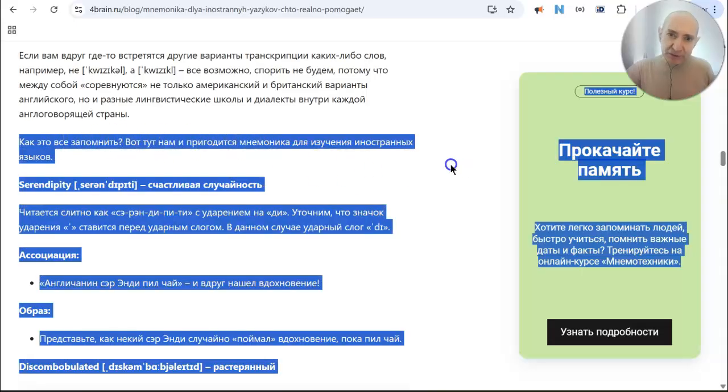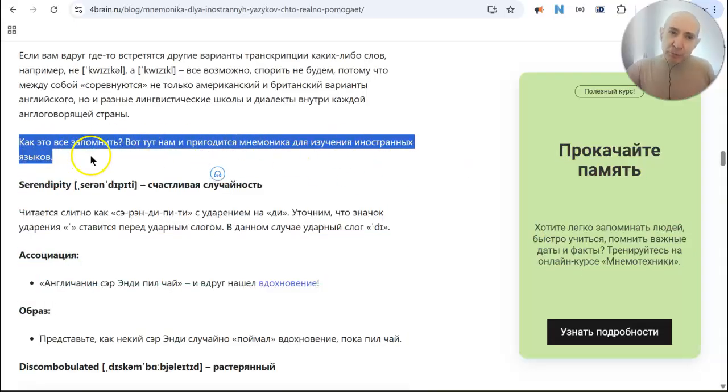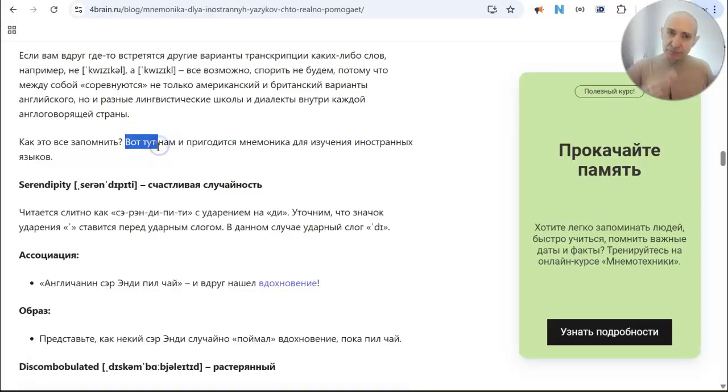Как все это запомнить? Вот тут нам и пригодится мнемоника для изучения иностранных языков. So how to remember all that? Запомнить means to remember. Вот тут, it's an expression meaning exactly here. Нам и пригодится. So, и пригодится, you can underline that as an expression. Actually, no, you can skip и. It doesn't have lots of content, meaning here in this sentence.